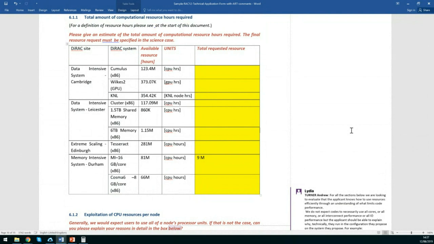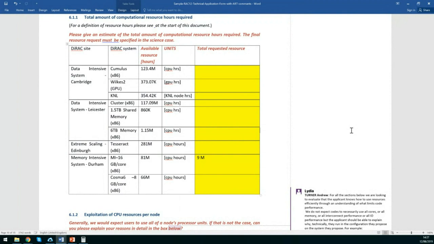That can be done. Tesseract is different from the others because it has a hypercube. It has less memory per core than the other nodes. So it is a possibility. We can move a job from the allocation or plan onto another system.